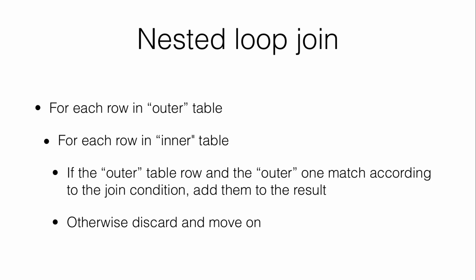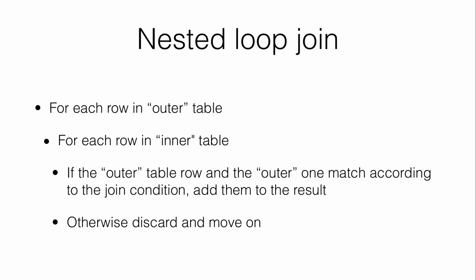For each row in the outer table, it will scan each row in the inner table, and it will evaluate the join condition. If the row that we are looking at in the outer table and the row we are looking at in the inner table satisfy the join condition, then this is a valid tuple to be added to the result. Otherwise, this can't move on. This is the most basic algorithm.